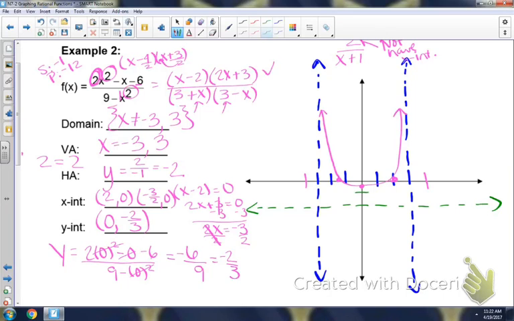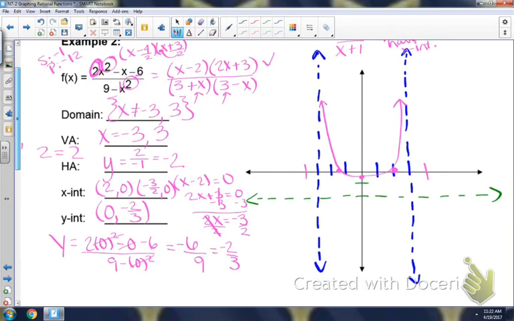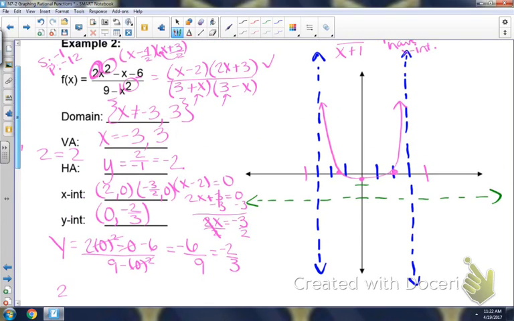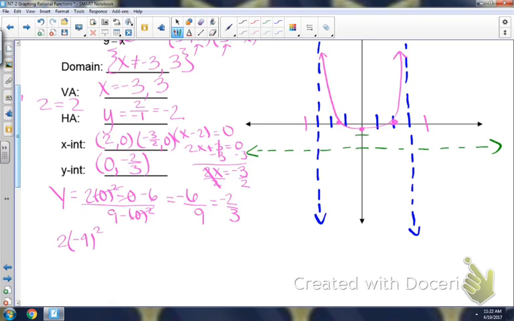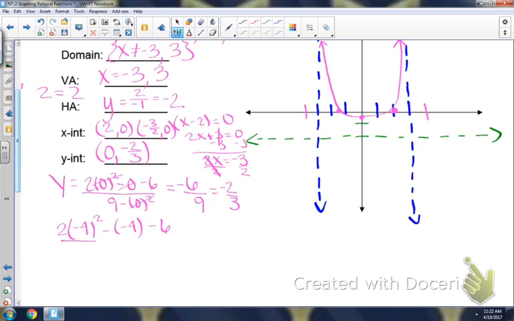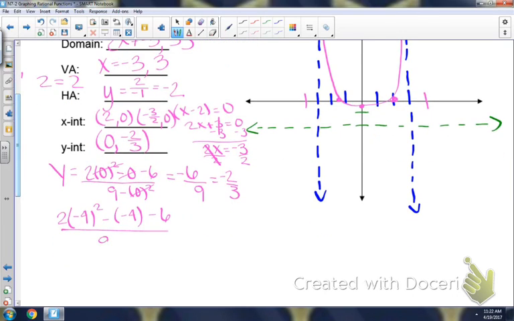So let's plug in. We'll start with the negative 4. So we have 2 times negative 4 squared minus 6 over 9 minus negative 4 squared. Okay, so that's going to be negative 4 squared is 16 times 2. So that's 32. That will change to plus. So 32 plus 4 is 36. But then you have to subtract 6. So you're going to get 30 on the top.